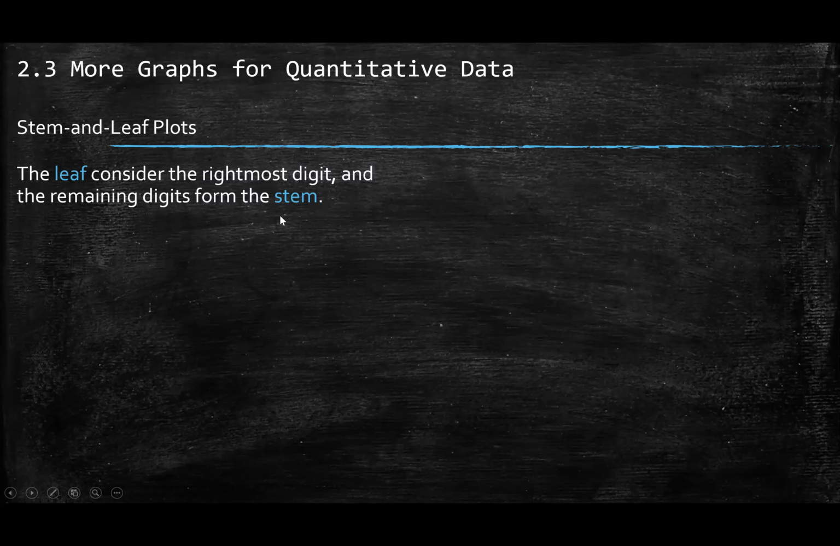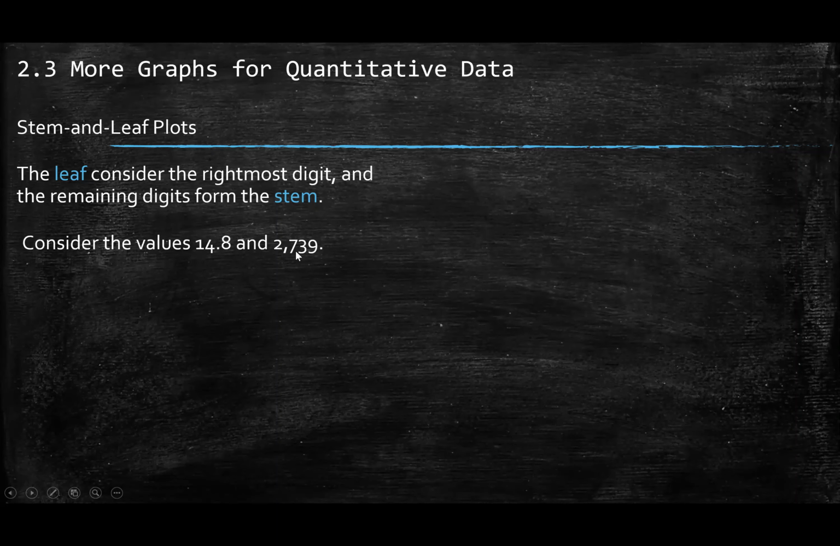And whatever the remaining digit will be, your stem, right? So again, looking at 14.8, what is the smallest digit? The smallest digit is in the tenths place, which is the 8 right here. The number 8 is at the tenths place, which is the smallest item. That's your leaf, and the 14 will be the stem.